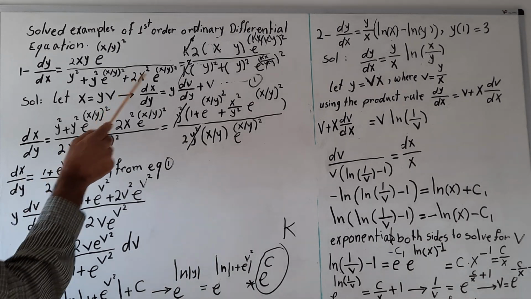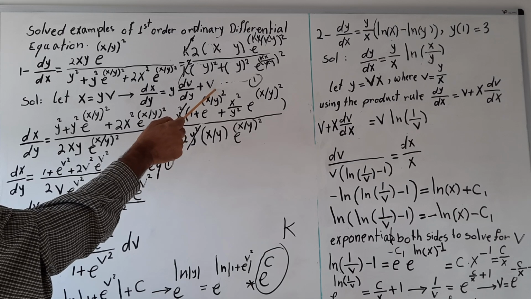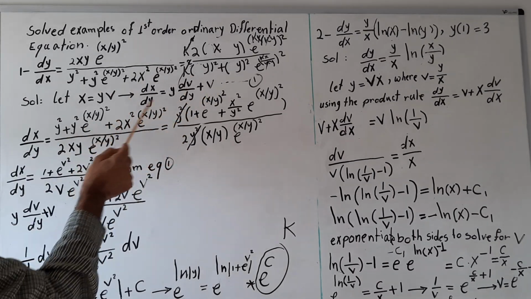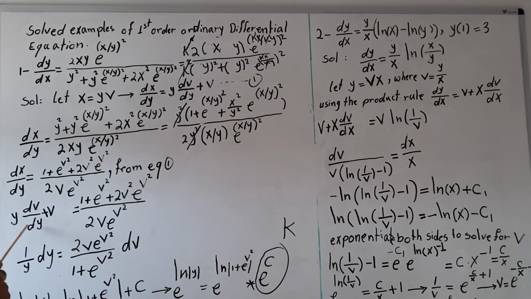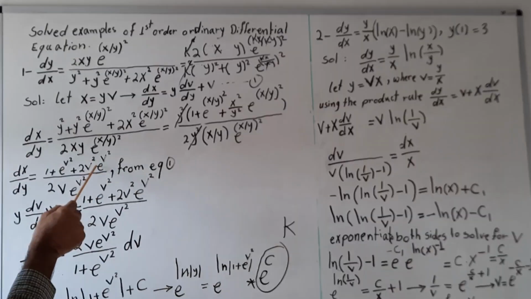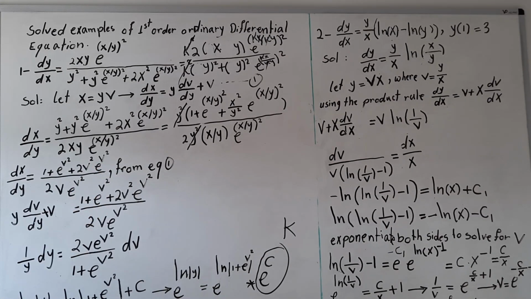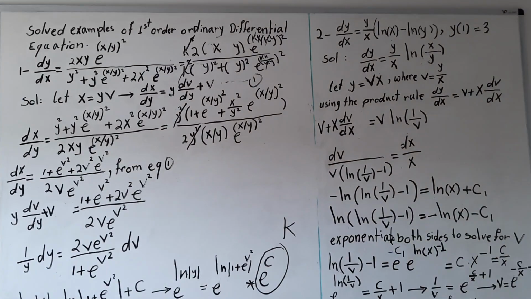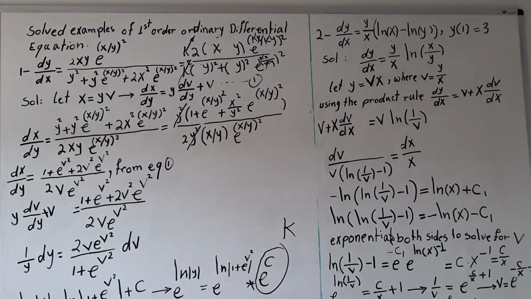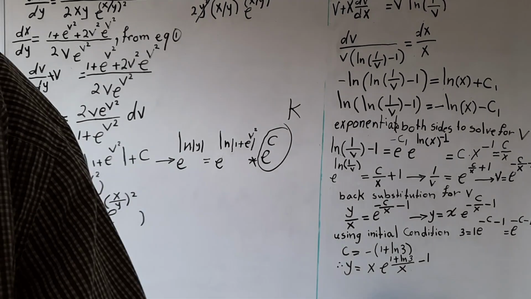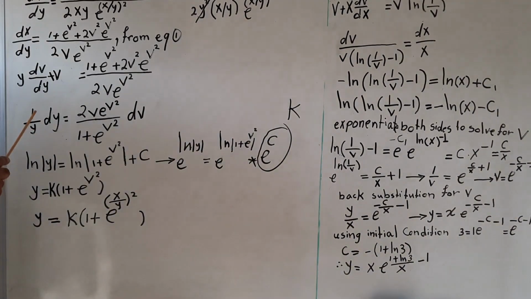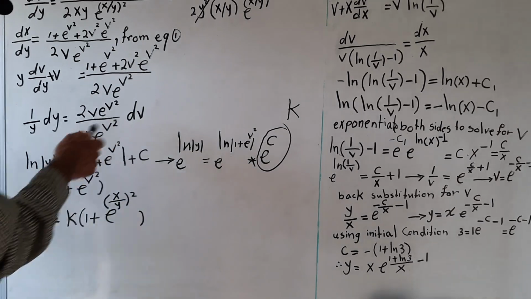dx over dy from equation 1, this equation, equals y dv over dy. So we put it in the left side, and the right side is still the same. We integrate both sides of this equation.